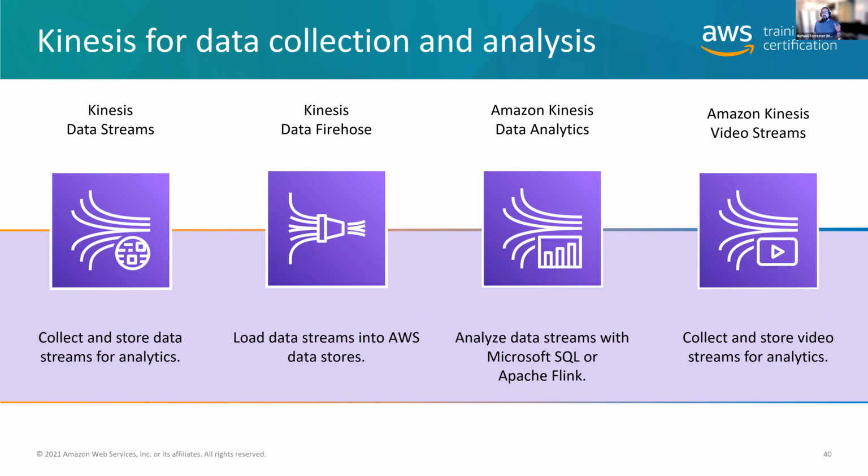The main thing you want to be aware of is that if it says data streams, it's for analytics. If it says video streams, it's for analytics. So the streaming pieces are for analytics. Data Firehose is for dumping data into data repositories, and Kinesis data analytics is specific to use with either Apache Flink or Microsoft SQL. These are great use cases for video data, audio data, application logs, website click streams, and IoT telemetry data.